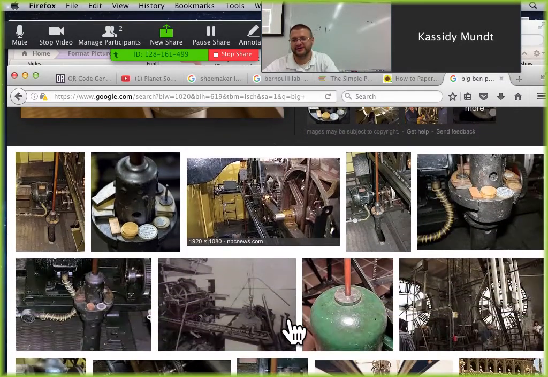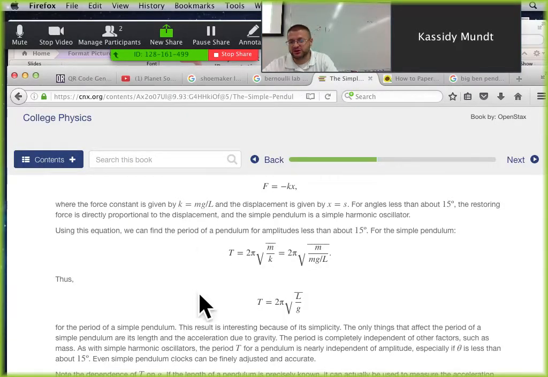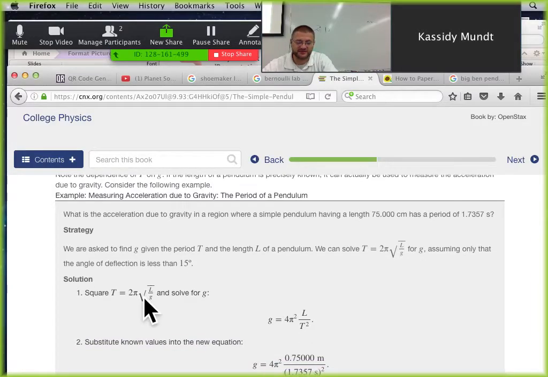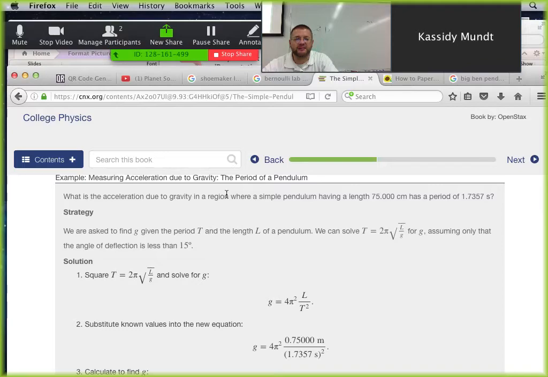Well, anyway. Okay, so that's a very interesting thing about the pendulum, though, is that it does not depend on the mass. It depends on the length. The period depends on the length of the thing here. So we've got a simple pendulum that has a length of 75 centimeters and its period is 1.7357 seconds. We want to know what gravity is at that point.